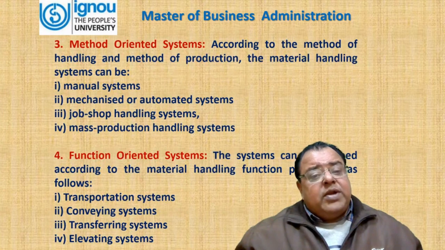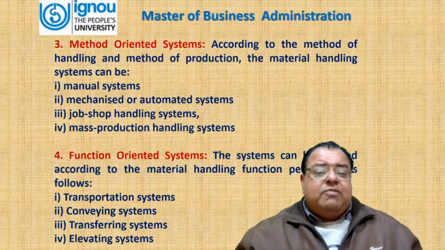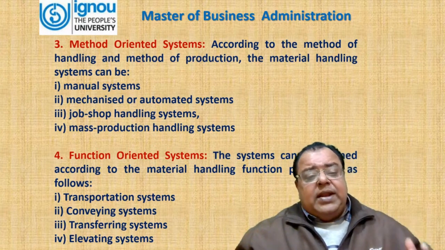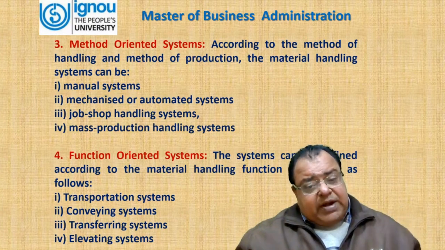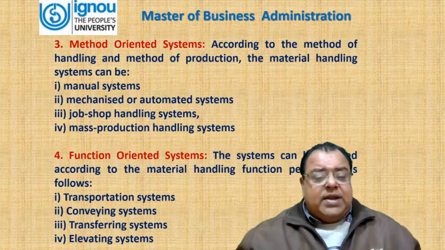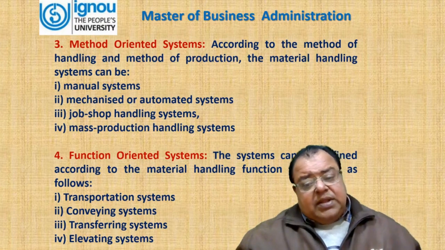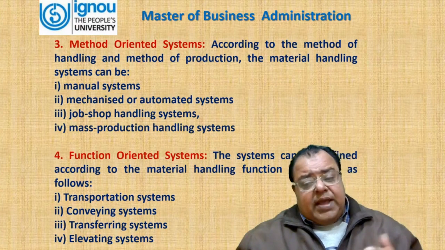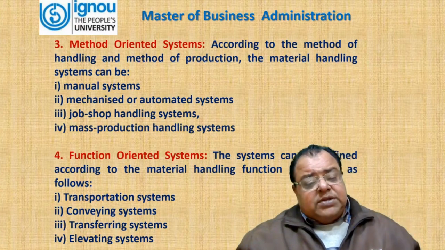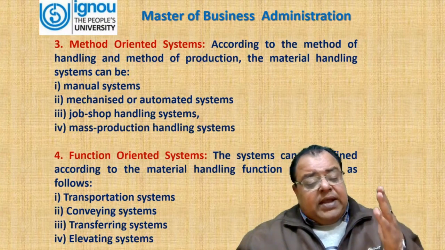Third one is method-oriented systems. Here, according to the method of handling and the method of production, the material handling systems can be manual systems, mechanized or automated systems, job shop handling systems, and mass production handling system. The fourth one is function-oriented system. The system can be defined according to the material handling performed as transportation system, conveying system, transferring system, and elevating system.